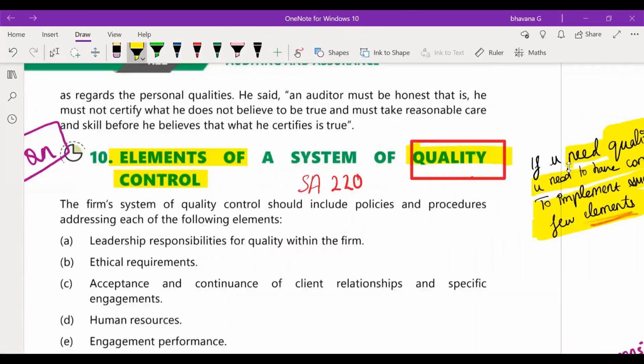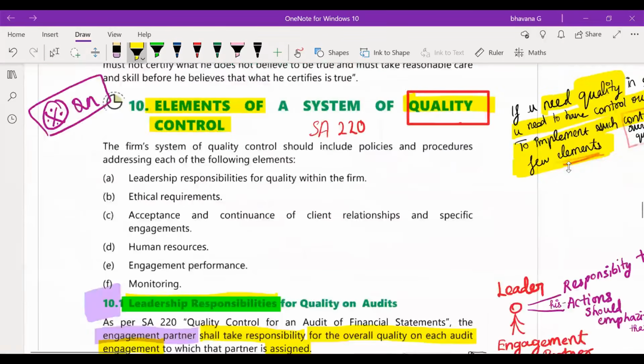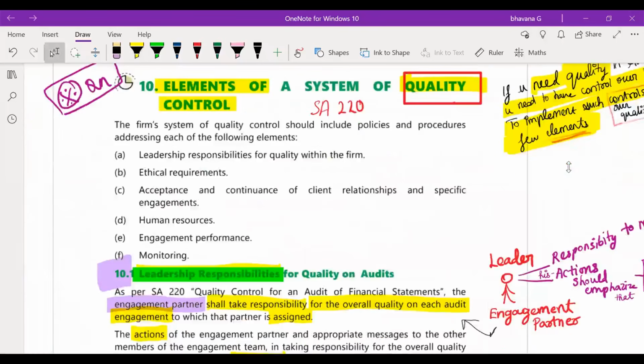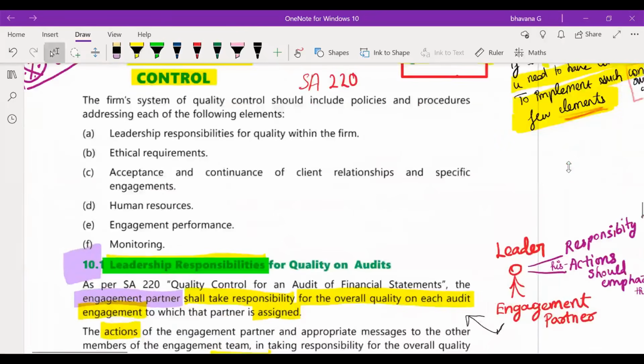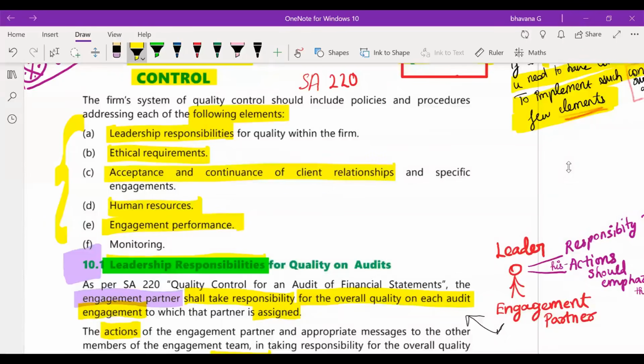So I hope the topic is clear to you guys. The meaning of the topic is clear to you. Here they have given you these following elements. They have given you 6 elements: leadership responsibilities, ethical requirements, acceptance and continuance of client relationship, human resources, engagement performance, and monitoring. All these things are important if you want to maintain quality.